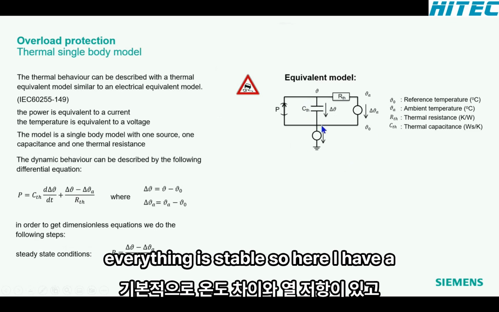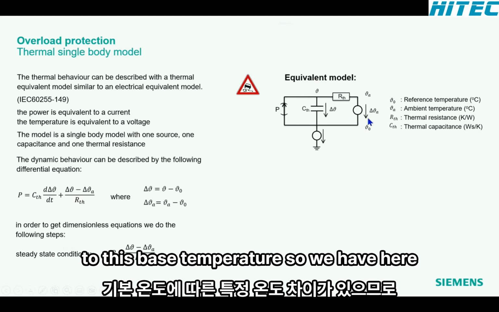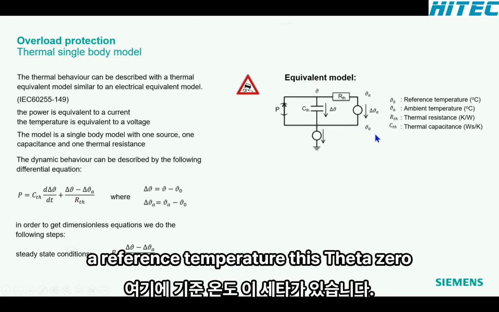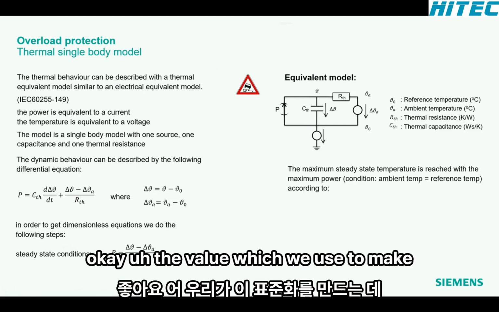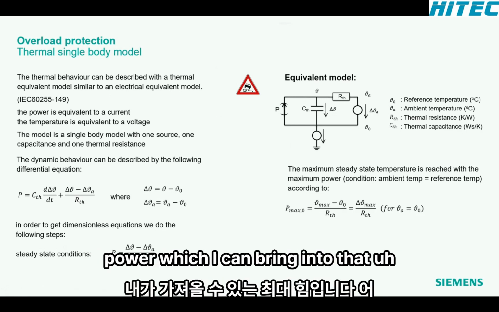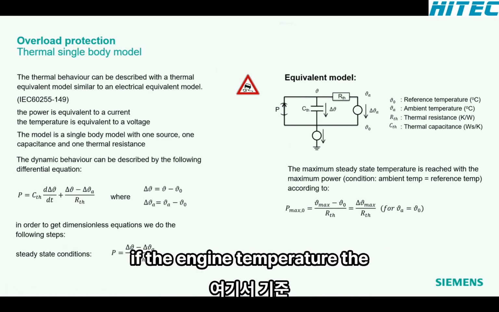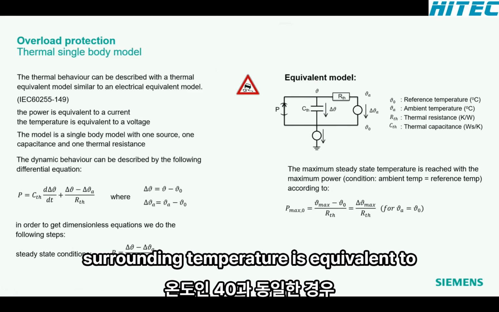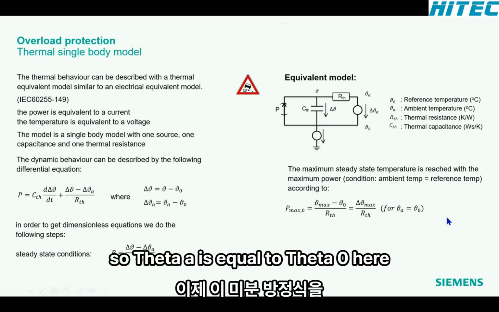So here I have a certain temperature difference according to this base temperature. So we have here a reference temperature, this θ0, which is 40 degrees Celsius. The value which we use to make this standardization is the maximum power which I can bring into that motor if the ambient temperature, the surrounding temperature, is equivalent to our reference temperature here of 40 degrees. So θA is equal to θ0 here.